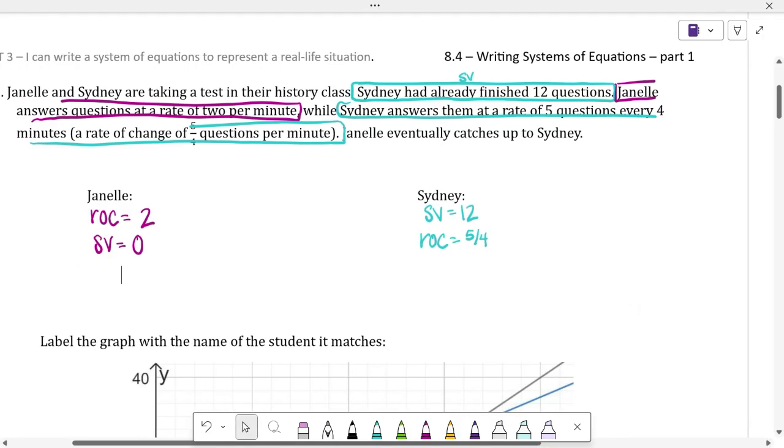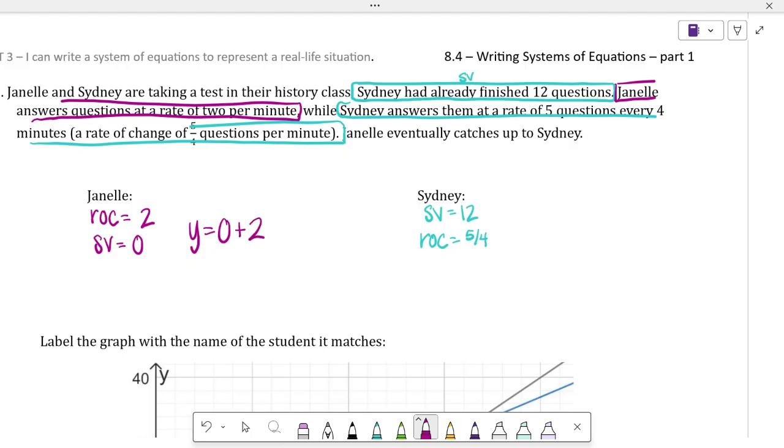All right. So we are going to take our starting values and our rates of change and write equations for it. So Janelle's equation would be y equals 0 plus 2x, and Sydney's would be y equals 12 plus 5/4 x.